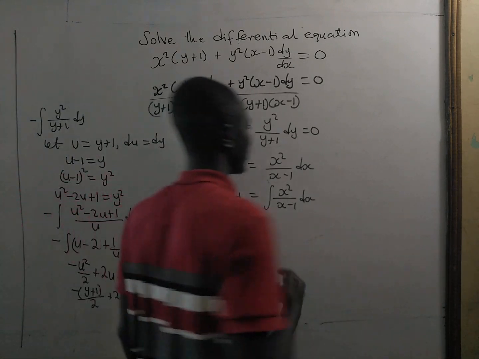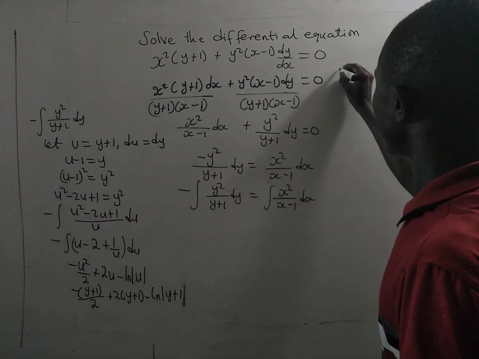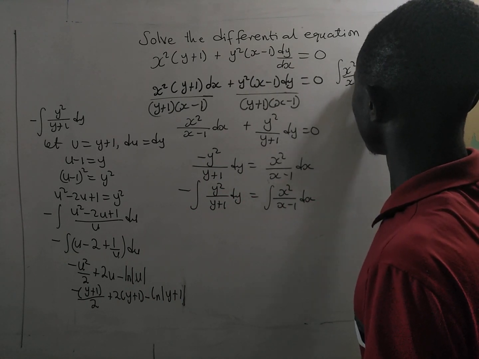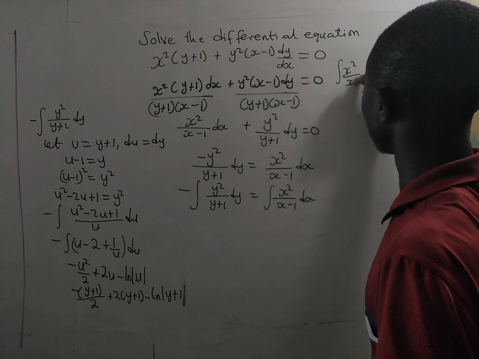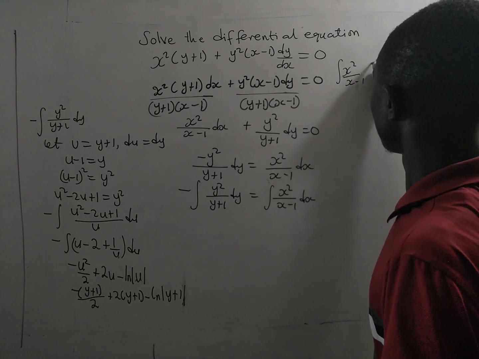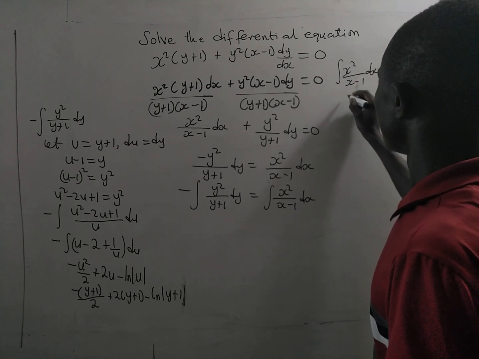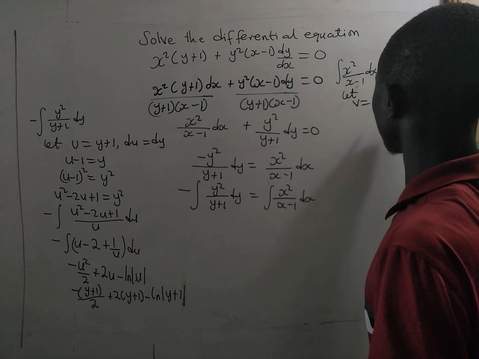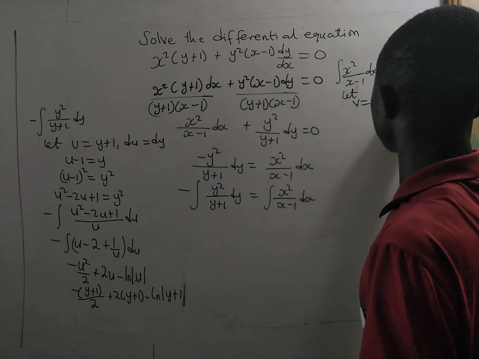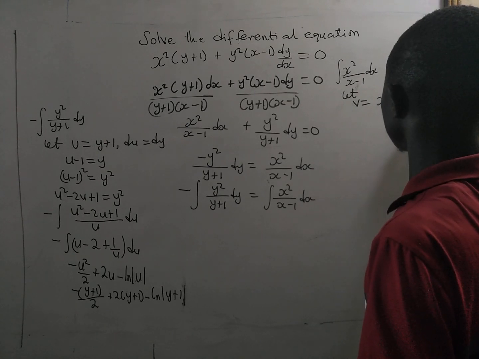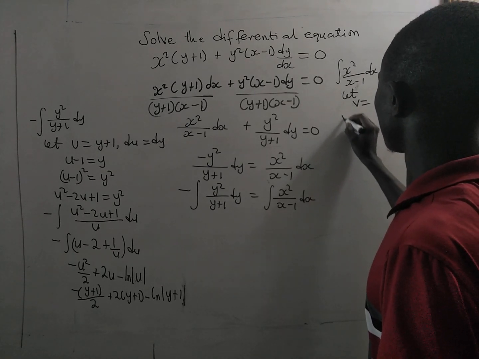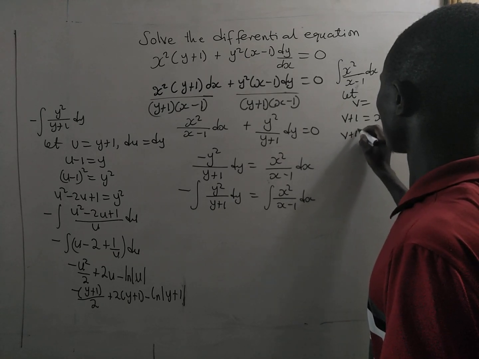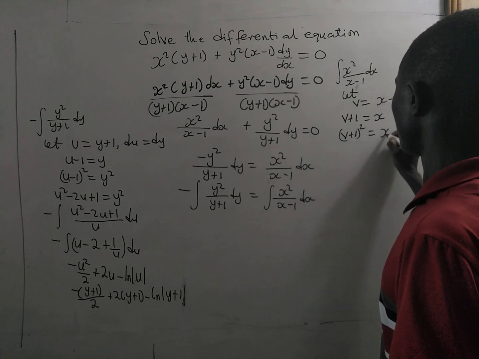Very simple as that. Now what about this one? For the integral of x squared divided by (x minus 1) dx, if we let v equal x minus 1, then we have dv equals dx. And we have v plus 1 equals x. That's (v plus 1) squared equals x squared.